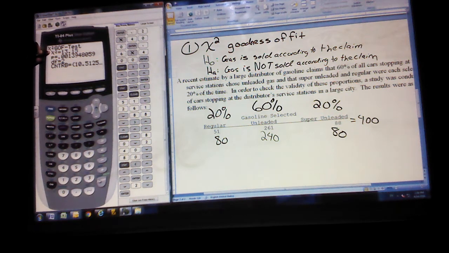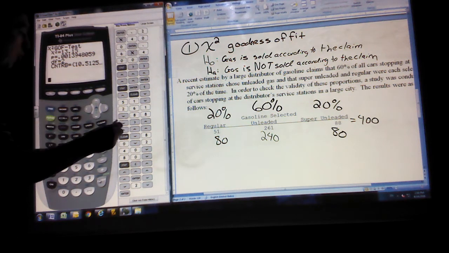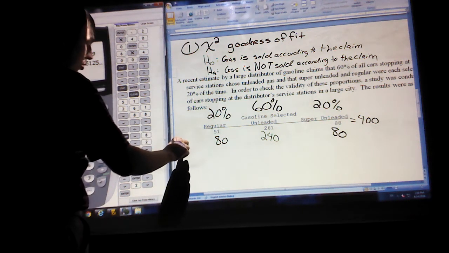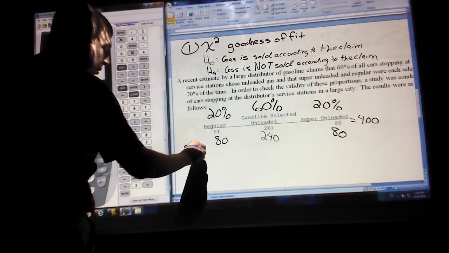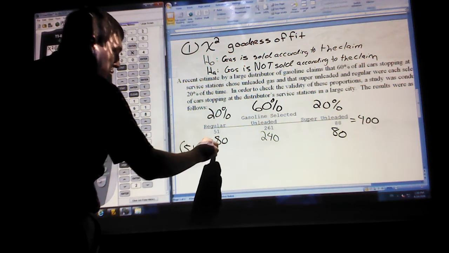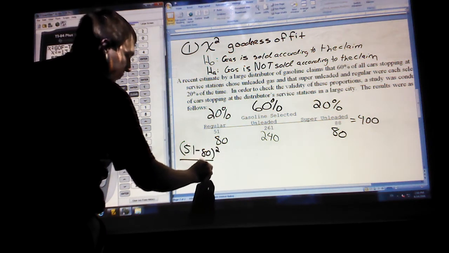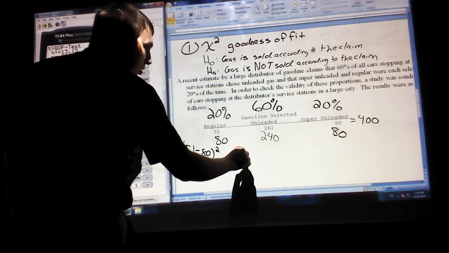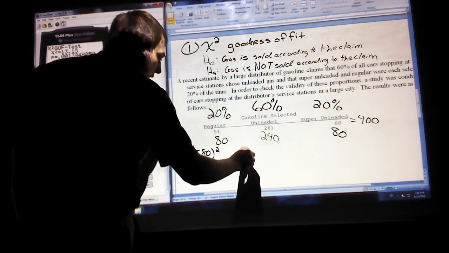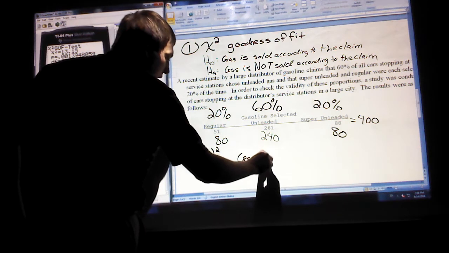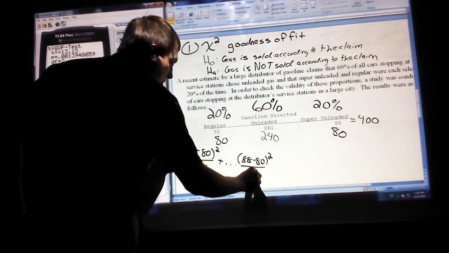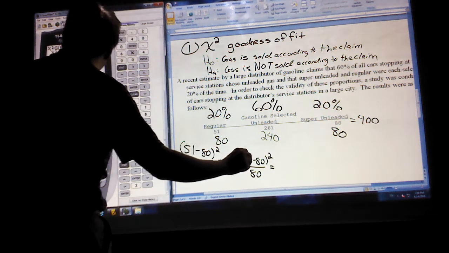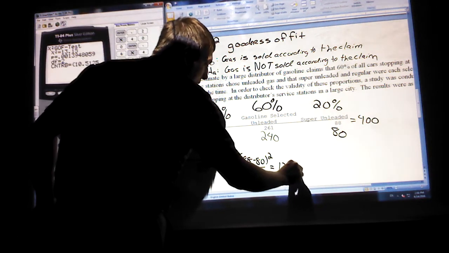We write everything down. We write down chi-squared is 13.15. P-value is 1%. Degrees of freedom is 2. We also have to write down part of the formula. So part of the formula would be 51 minus 80 squared divided by 80 plus dot dot dot the last one, 88 minus 80 squared divided by 80, and that ends up equaling 13.15. So that's step 3.